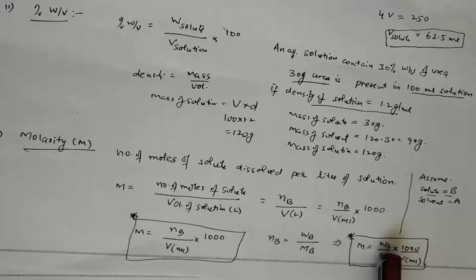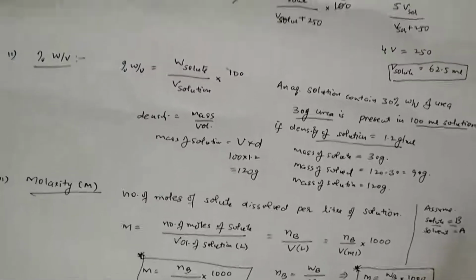WB is the weight of solute, B means solute, MB is the molar mass of solute that you can calculate from the formula, and 1000 divided by V in ml means the volume of solution given.